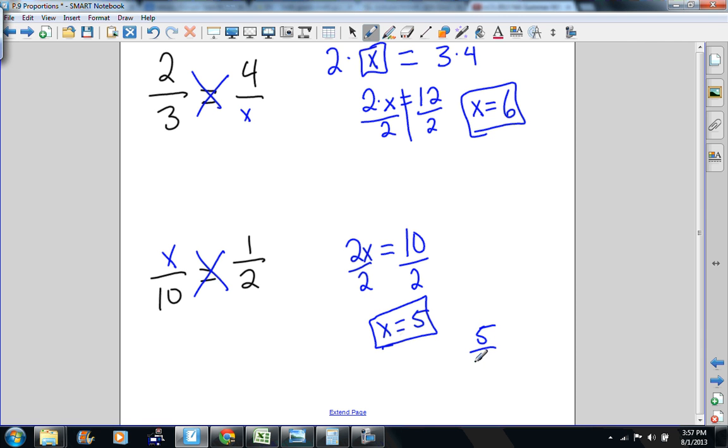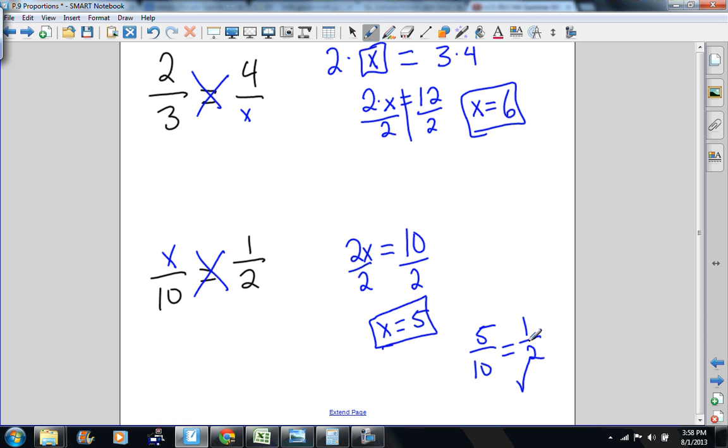To check your answer, all you have to do is write it back into the original problem. 5 over 10 equals 1/2. And you just have to decide if those two fractions are equal to each other. You can do that through cross-multiplying. You can do that through common sense. You can do that using decimals, whatever you decide to help you check your answer. But we know that 5 over 10 is equal to 1 over 2, so we can put a nice little check mark there.